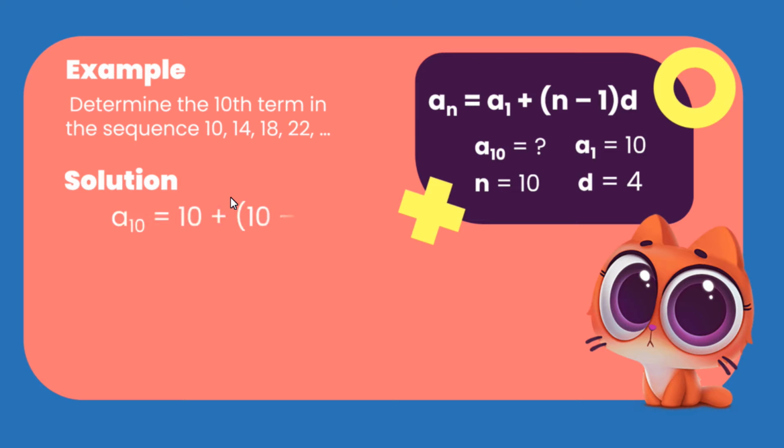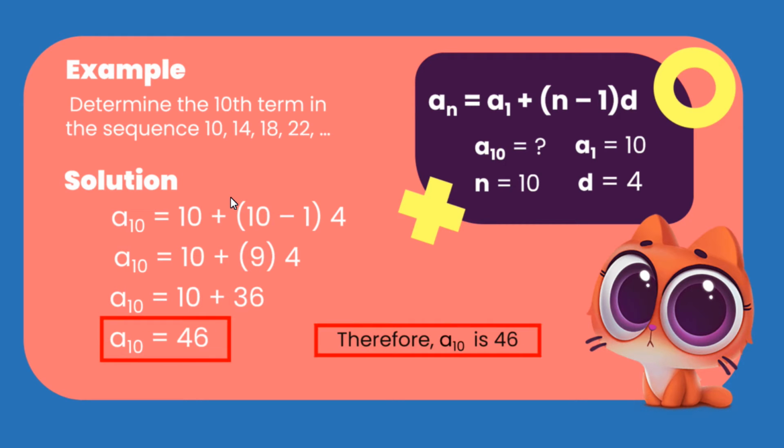From the given, we have a sub 10 is equal to 10 plus the quantity of 10 minus 1 times 4. Using the PEMDAS rule, we need to solve first the numbers inside the parentheses. 10 minus 1 will give us 9. And 9 multiplied by 4, we have 36. And 36 plus 10, our answer is 46. Therefore, the 10th term in the sequence is 46.